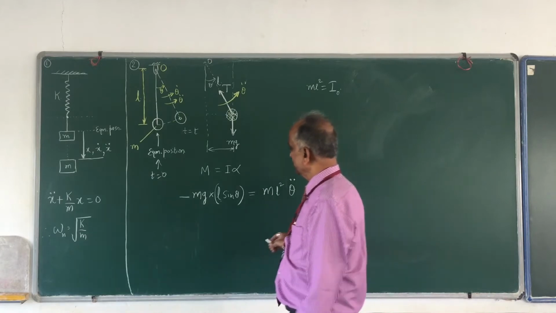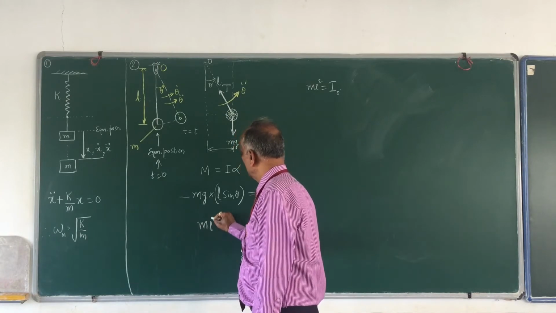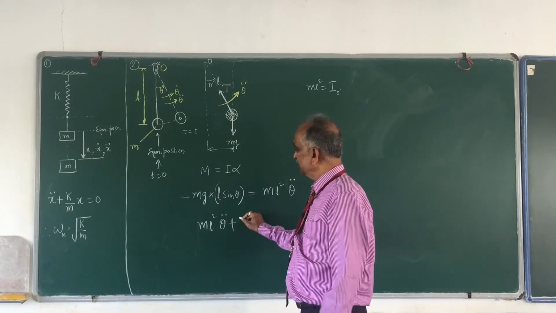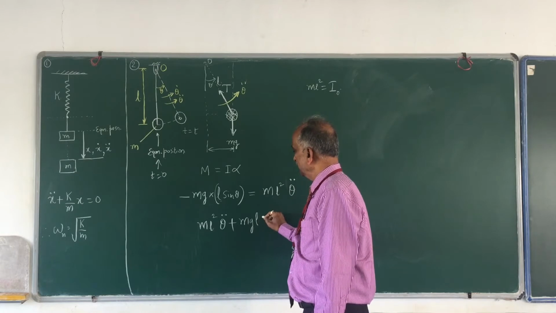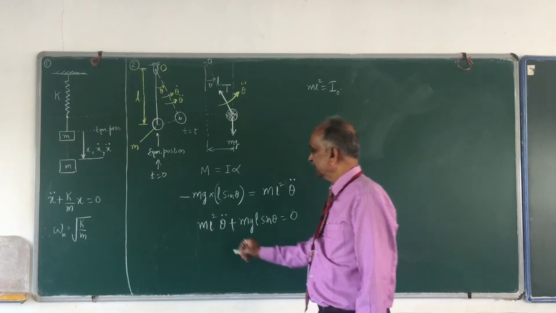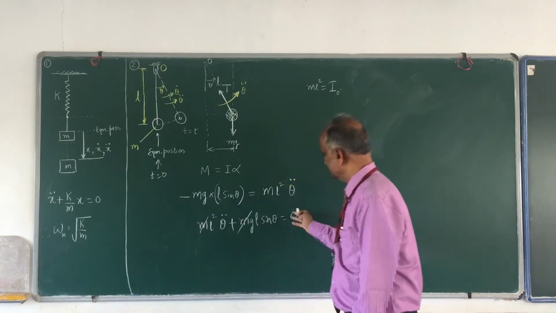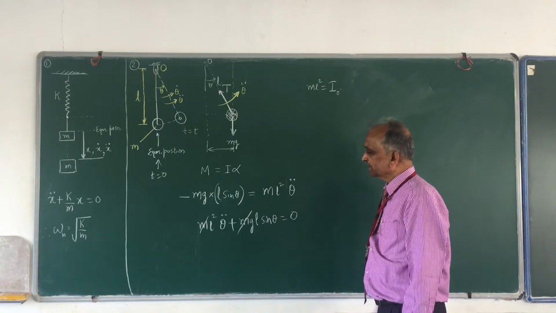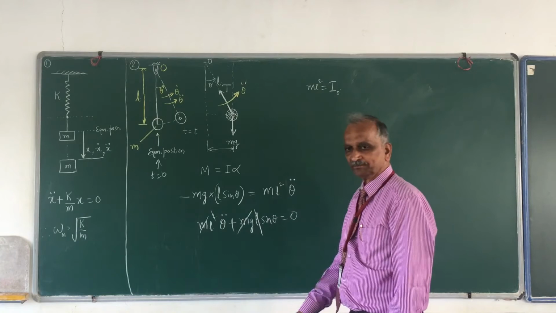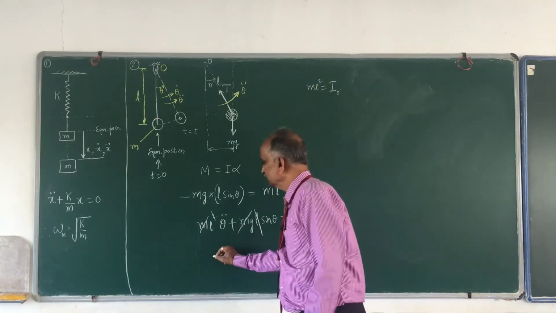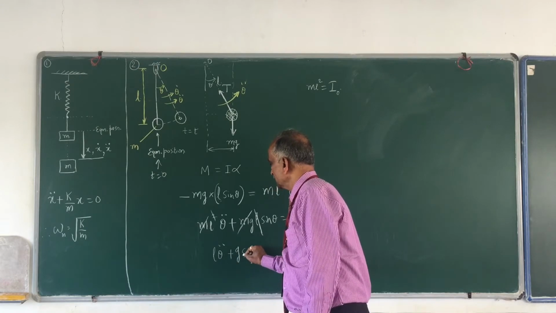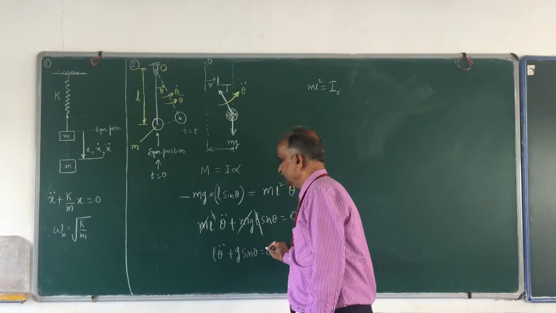Okay, so I shall rewrite it. That is nothing but m L square theta double dot plus m g L sin theta is equal to 0. So therefore I can cancel m and m. Now I can cancel one L, so L and it is L square. What is remaining now? It is L theta double dot plus g sin theta is equal to 0.